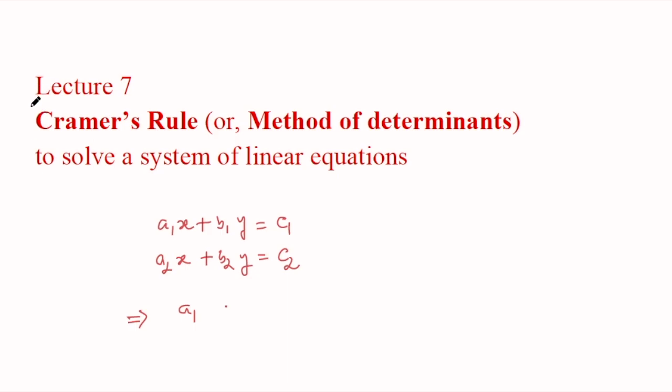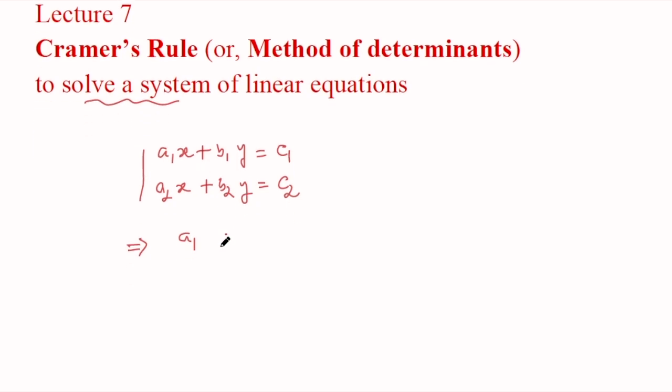In this video, I am going to discuss Cramer's rule in order to solve a system of linear equations. Cramer's rule is also known as the method of determinants. So let's consider a system of linear equations like this. What is a system of linear equations? More than one linear equation is a system of linear equations. Here we have two linear equations. So let us solve this system by Cramer's rule.